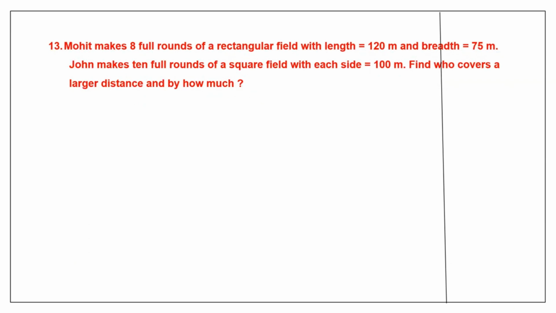Question 13. Mohit makes 8 full rounds. So let's make a note of some important key points here. 8 full rounds of a rectangular field with length given, breadth given to us. So Mohit has made 8 full rounds of a rectangular field, whereas John makes 10 full rounds of a square field with each side equal to 100 meters. Now we need to find who covers a larger distance and by how much. So we need to find first how much distance Mohit covers and then the distance covered by John.